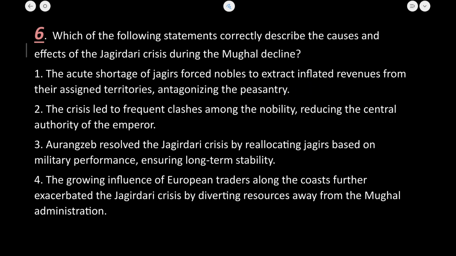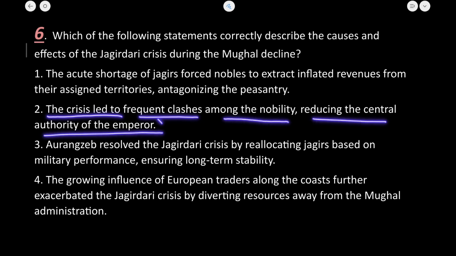The second statement is the crisis led to the frequent clashes among the nobility, reducing the central authority of the emperor. Self-explaining statement, absolutely correct.